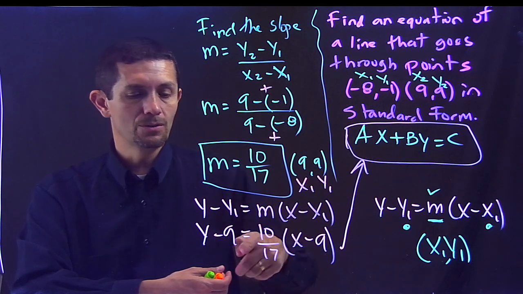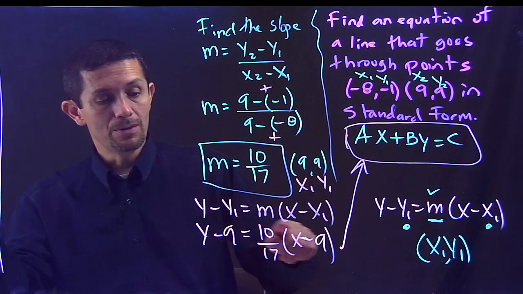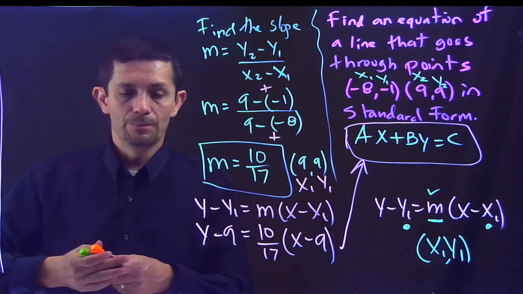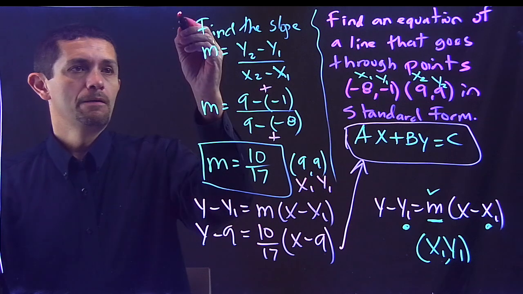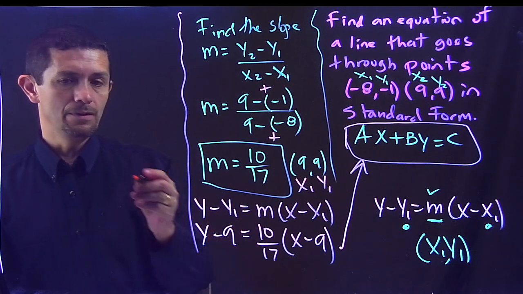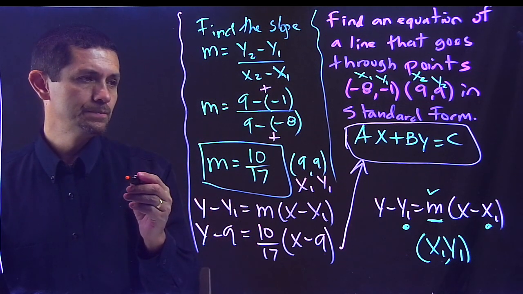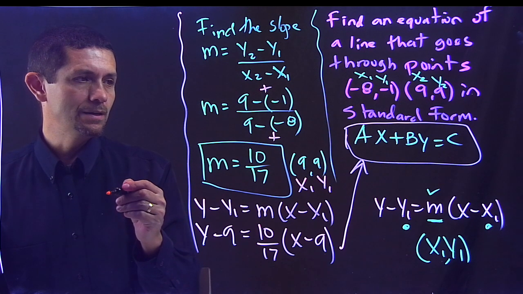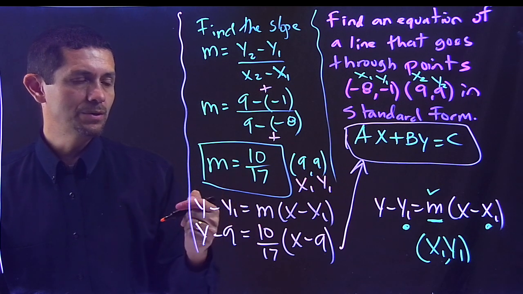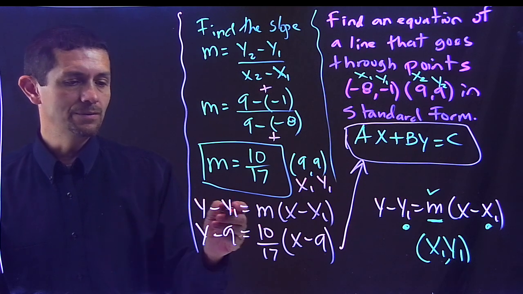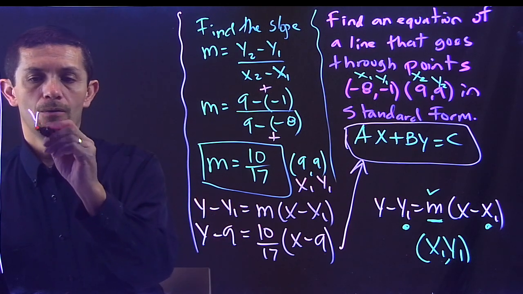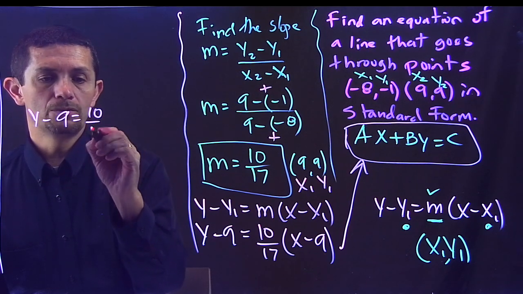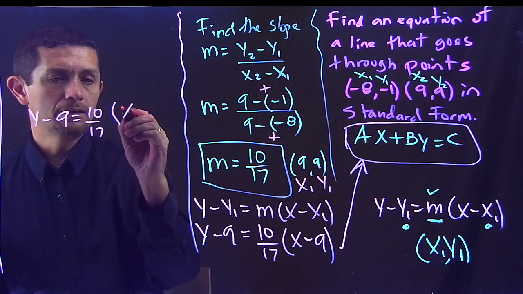X and y on one side. So let's keep working now. We got to play around with this until we get x and y on one side. So here we go. Let's bring it over here. I'm thinking of bringing it over there, but let's bring it over here. So I have y minus 9, which is equal to 10 over 17 x minus 9.